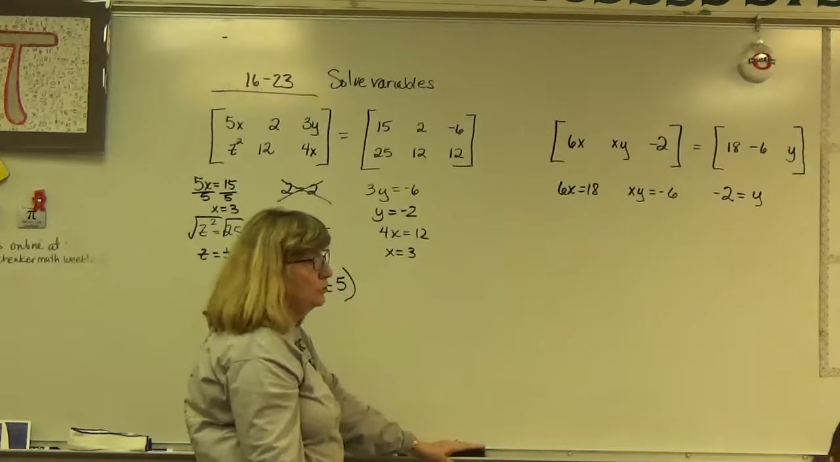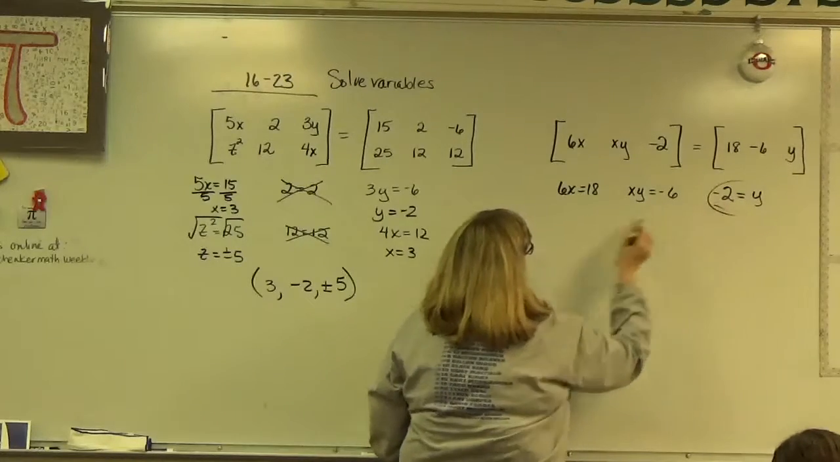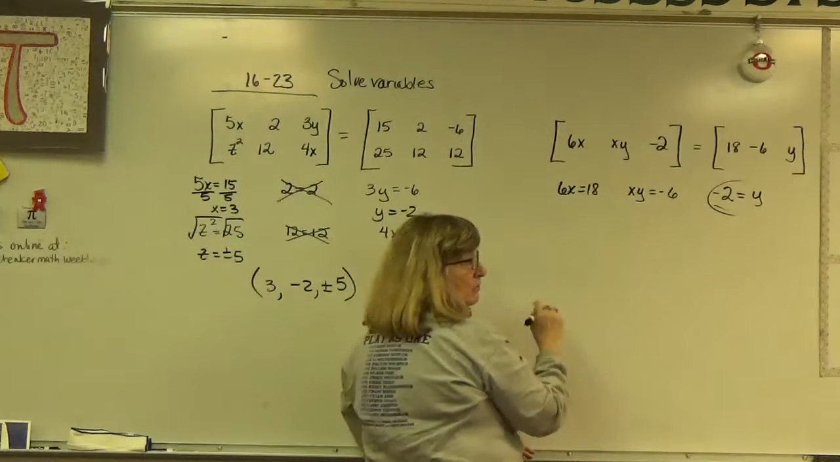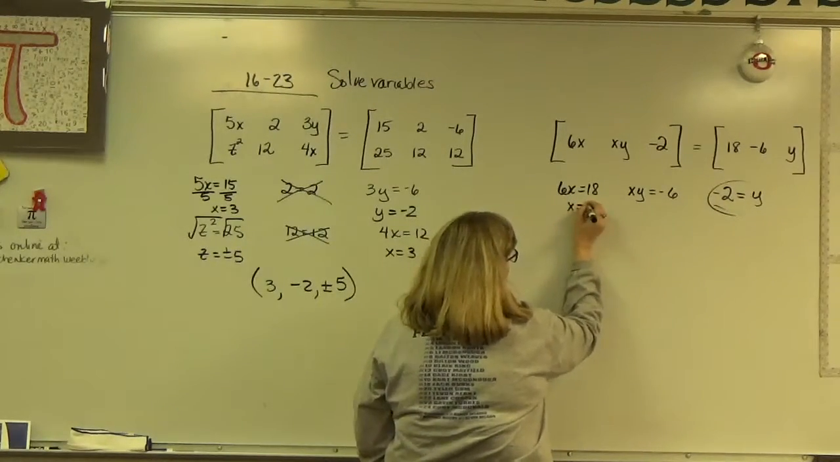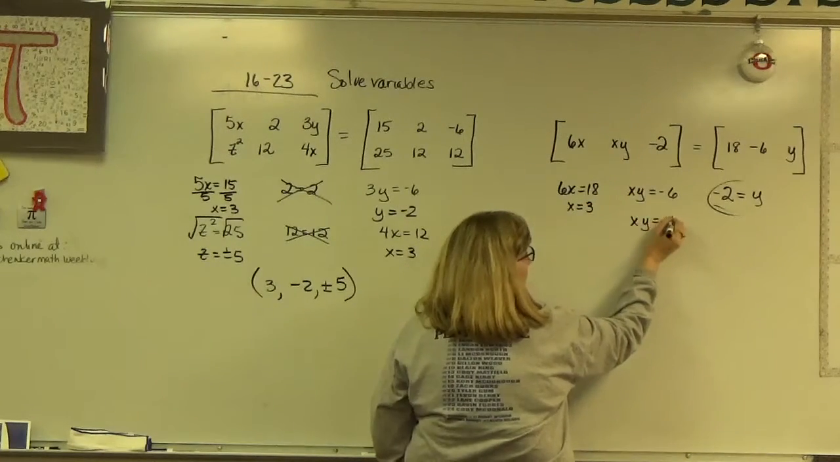Okay, so we have y is a -2. So that one's already done for us, isn't it? So this one's done. Can I go back here and solve this one? So x is going to equal 3. And what about in the middle? It says xy equals -6.